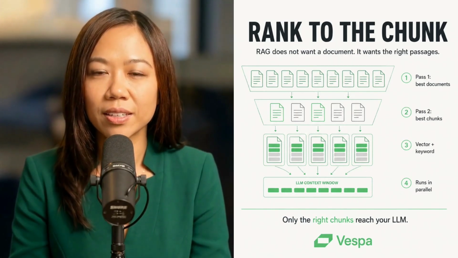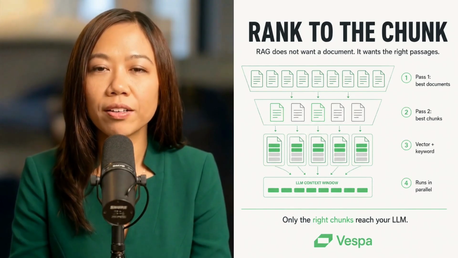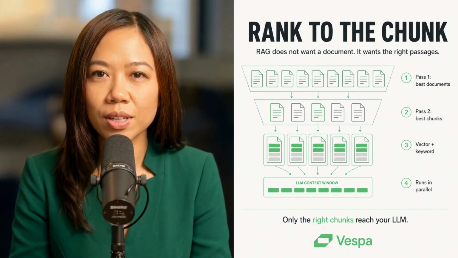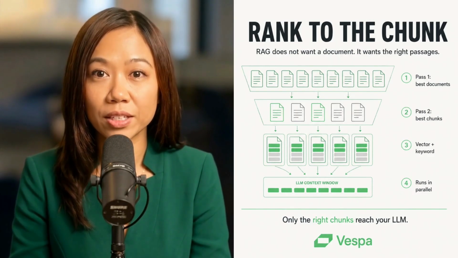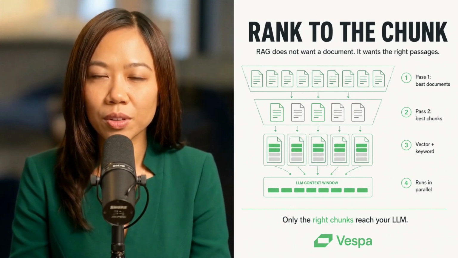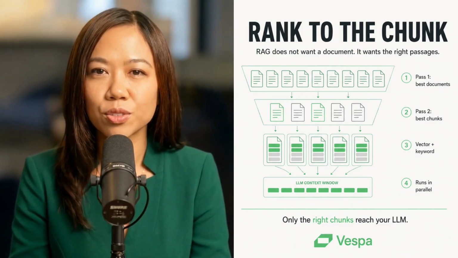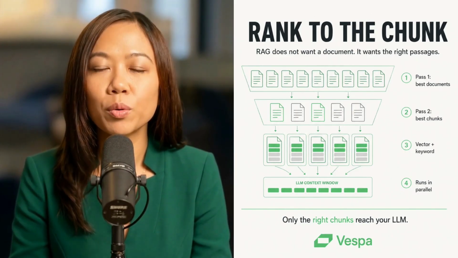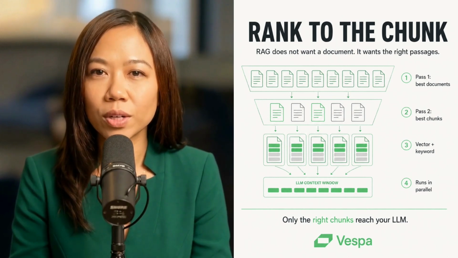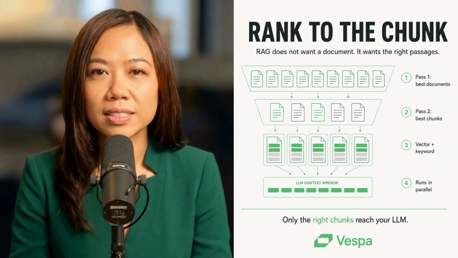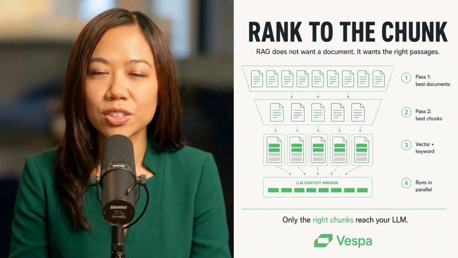So instead of sending the whole document or doing chunk filtering in your application code, Vespa returns only the best chunks. The result is simple. Only the most relevant passages reach your large language model. No bloated context, no wasted tokens, no filler, and no accuracy sacrifice just to make the architecture simpler.